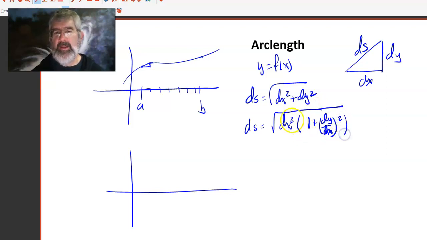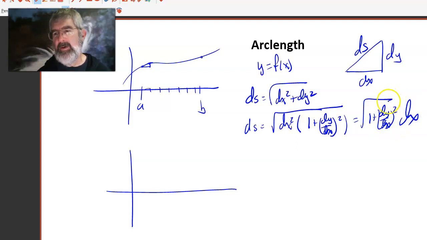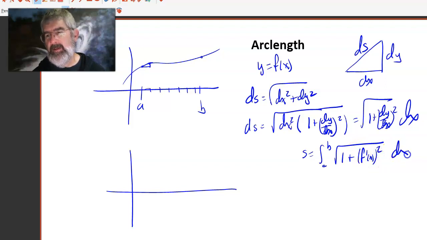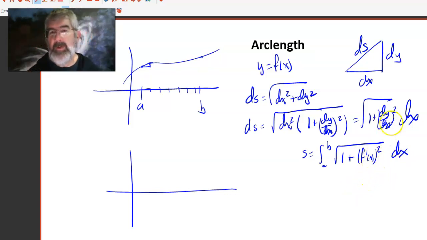Right? And then the dx comes out, and we got the square root of 1 plus (dy/dx) squared times dx, and of course then the arc length would be the integral from a to b of this thing, 1 plus, and the derivative here, dy/dx, is f prime of x, squared, dx.